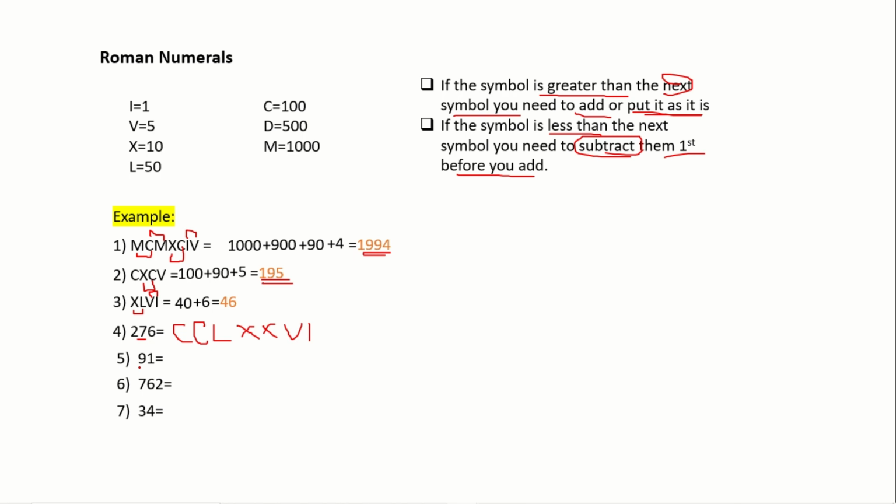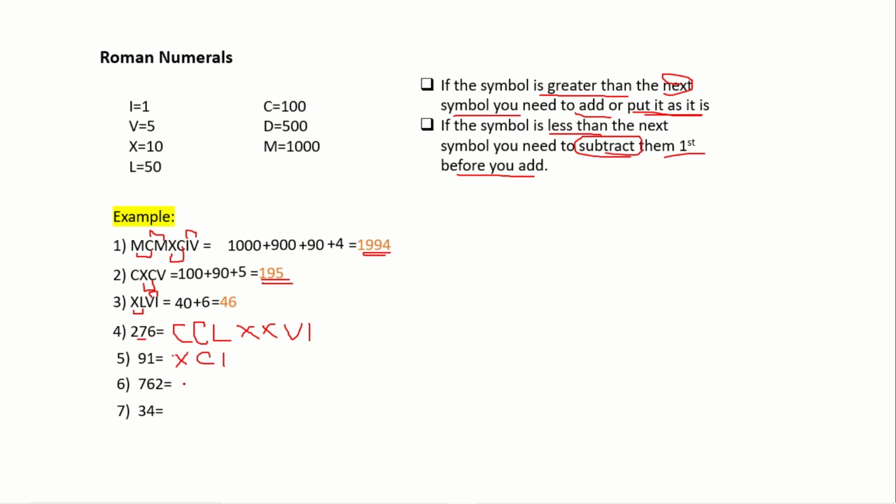And what about 91? For 91, we can get X. We can put here X and C, which is 100. X is less than C, so we need to subtract them, becomes 90, then I for 1. We have 91 already. Next, 762.